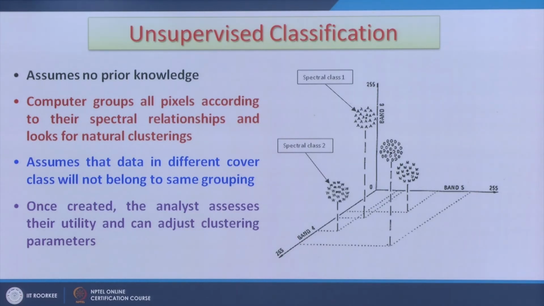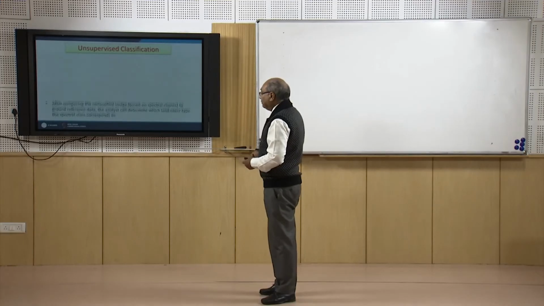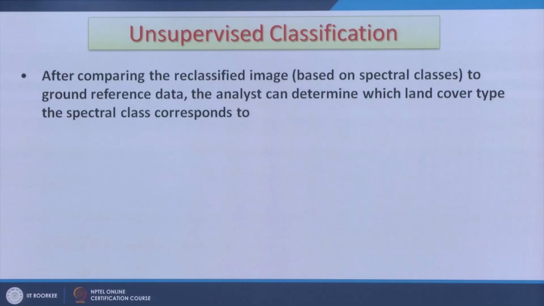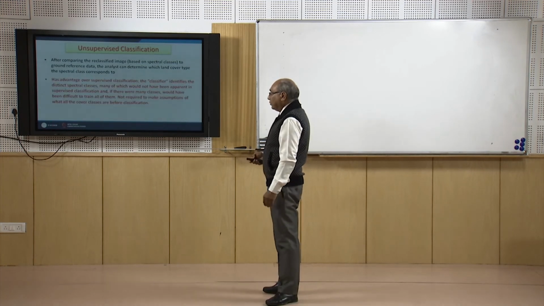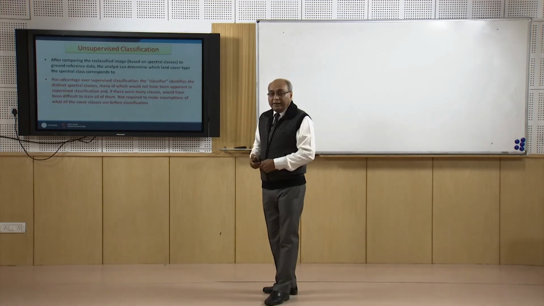So later on, once we realize that water body or bare soil is being classified along with the sand bodies, some adjustment or accuracy can be introduced if I am sure that the computer is wrongly classifying. Based on their spectral characteristics, these things can be adjusted later. After this comparison is done, the reclassified image based on the spectral classes to ground reference data, the analyst can determine which land cover type the spectral class corresponds to.